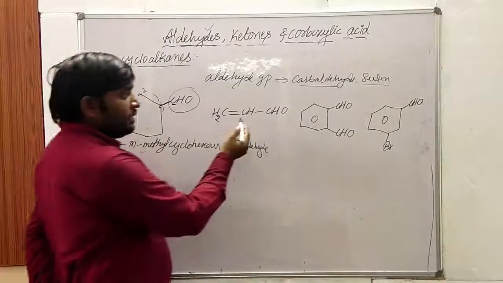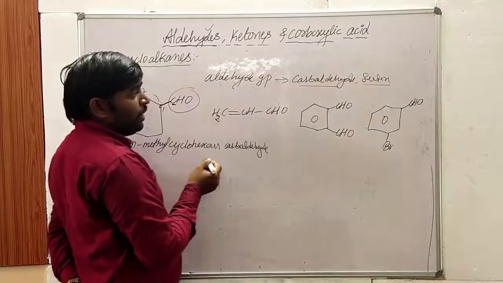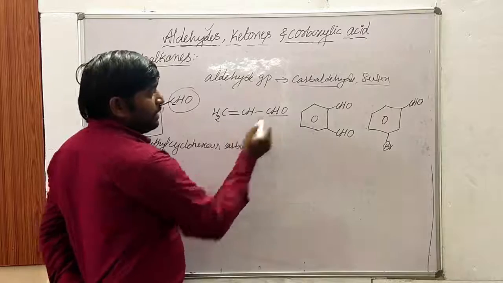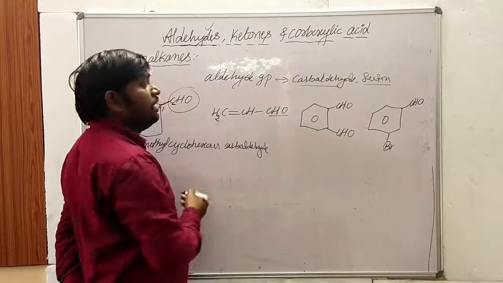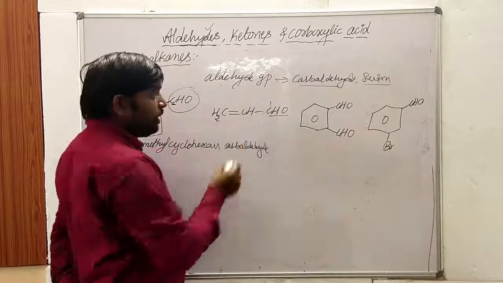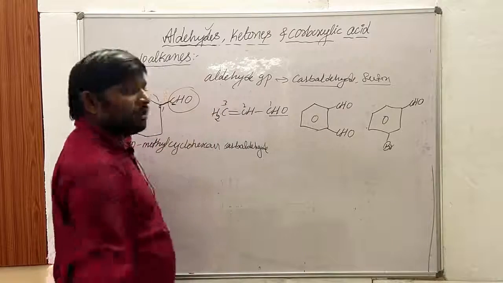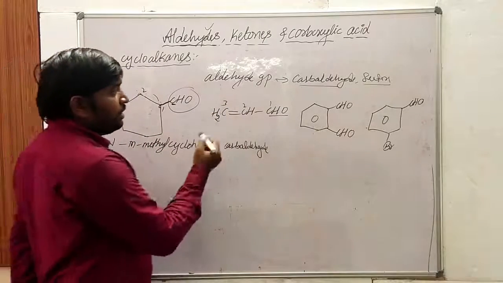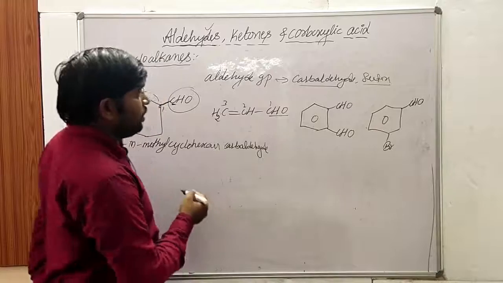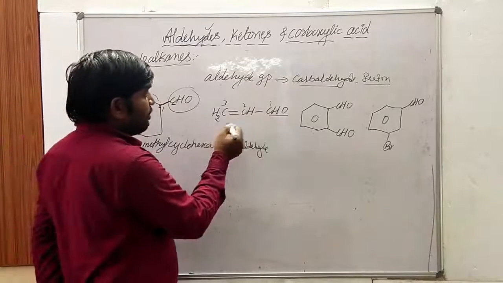The next is, what is the IUPAC name of this molecule? Where is the carbonyl group present? Here the carbonyl group is present in the form of an aldehyde. This is assigned as number 1, this is number 2, this is number 3. So what is the IUPAC name and common name for this molecule? How do you assign the common name and IUPAC name?